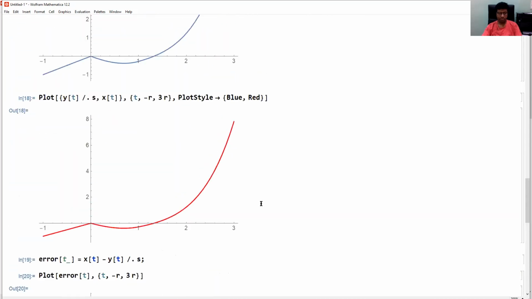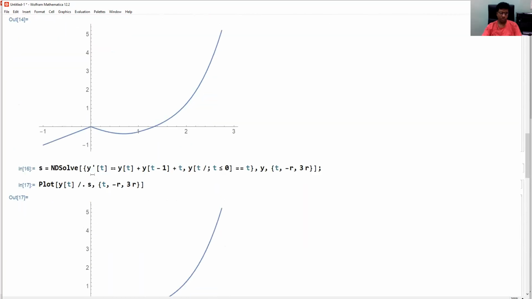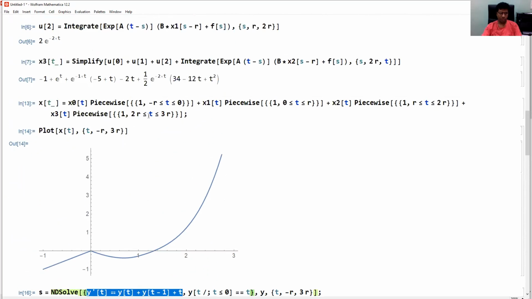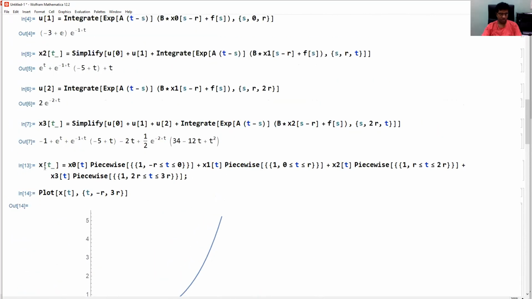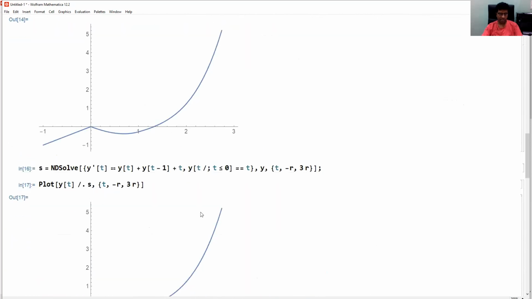So here you need to write your DDE. Okay, so everything else will be unchanged. Okay, so first step here you have to give your input, as well as in this NDSolve thing you have to insert whatever given equation.